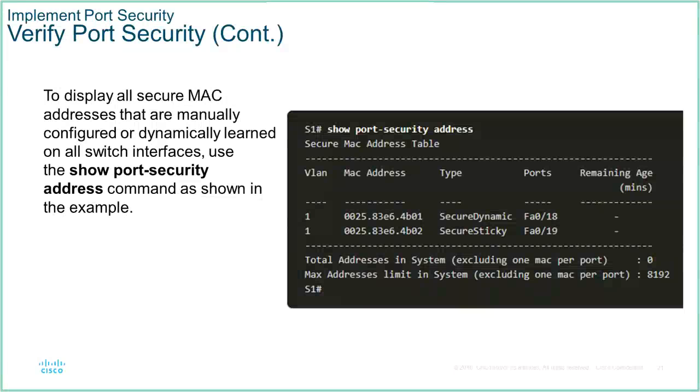So again, show port-security address. This one is showing us the MAC addresses that it has registered under the port security mode, and it tells us how it was learnt and what port it's associated with. As we can have 8,000 addresses, that's a lot of addresses that could possibly be displayed in that show command.